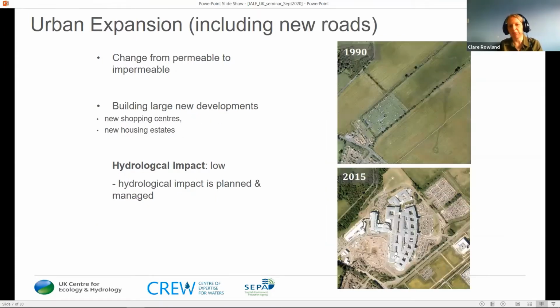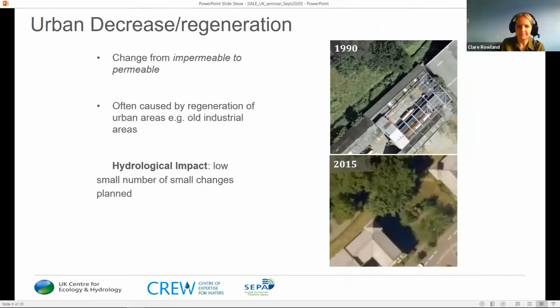But we also had to map urban expansion. Urban expansion is where you get big new developments on greenfield sites. We weren't so interested in those, or CEPA weren't so interested in those, because they know where they are and they go through extensive planning procedures to make sure that they don't contribute to flooding. But we had to map where they are to take them out of our urban creep estimates. We also found areas where we had an urban decrease or urban regeneration. So if you look at this photo in 1990, you can see that this is some sort of industrial area. But by 2015, this had been redeveloped into flats. So you've got the new flats here, and then you've got this new area of vegetation within Edinburgh.